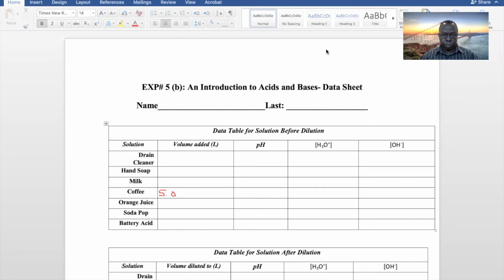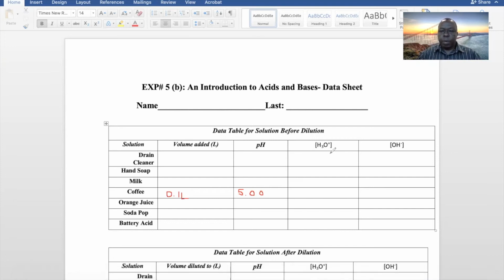Oh, no, I'm gonna clear. This is the volume added, which is 0.1 liter. I think all of them will be 0.1, and the pH here is what? pH is 5.00. All right. pH is 5.00.